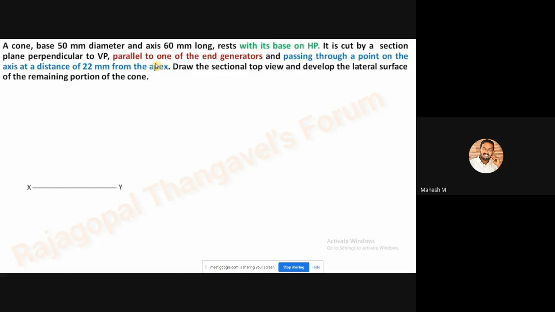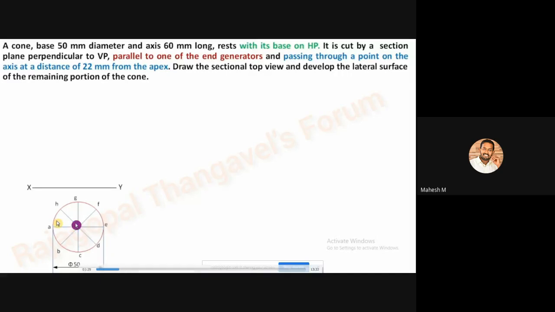Okay, so what is our condition? We have to draw the circle in the top view. You can draw the circle and divide it into 8 equal parts with an angle of 45 degrees. The diameter is 50 mm, so draw a circle with a diameter of 50 mm, then divide the circle into 8 equal parts. Since it is a cone, you can name all the points with a single notation.